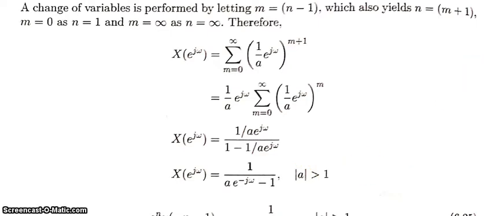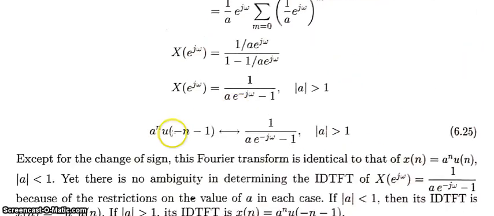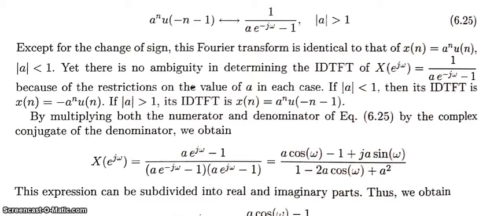That is, the Fourier transform DTFT of a raised to n u of minus n minus 1 is 1 divided by a e raised to minus j omega minus 1 when modulus of a is greater than 1. So, except for the change in sign, the Fourier transform is identical to the Fourier transform of x of n equal to a raised to n u of n when mod a is less than 1. So when we are asked to find the inverse Fourier transform, you can check the a value and directly write the inverse.